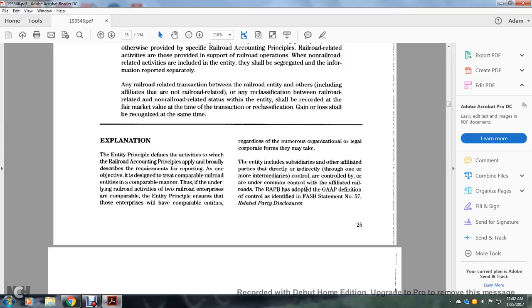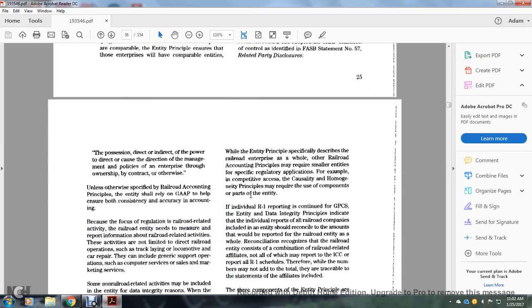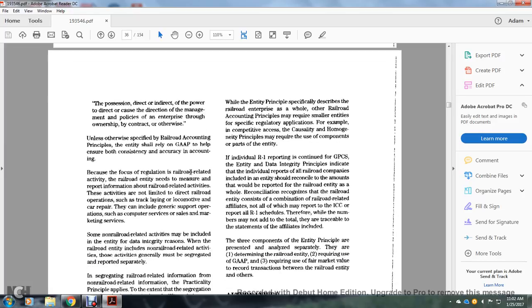The railroad accounting principles adopted generally accepted accounting and auditing principles. The definition of control is identified with the Financial Accounting Standards Board, Statement Number 57, related party disclosures: the power to direct or cause the direction of the management and policies of the enterprise, through ownership, contract or otherwise. Unless otherwise specified in the railroad accounting principles, the entity should rely on generally accepted accounting principles to help ensure both consistency and accuracy in accounting. Both focus on regulating railroad-related activity.